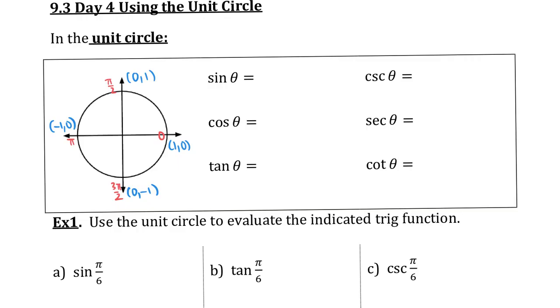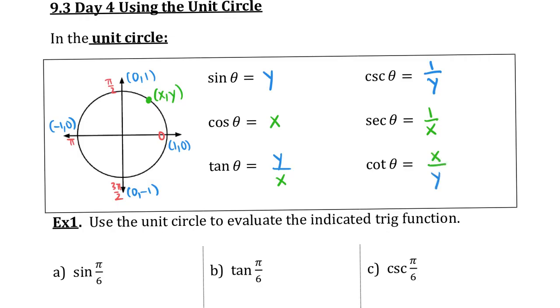Just like last class, the sine of theta is the y-coordinate of the ordered pair on the unit circle. The cosine is the x-coordinate. Tangent is y over x. Now, we did not do the reciprocal functions last time, but we know which one is reciprocal of which. Cosecant is the reciprocal of sine, so cosecant is 1 over y on the unit circle. Secant is 1 over x. And cotangent is x over y. Or we just flip the answer we have.